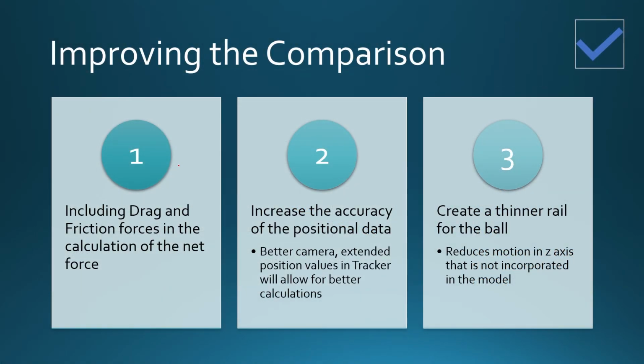After looking at the comparison, it's clear that there are some ways that it could be improved. On the side of the computer model, including forces like drag and friction would create a more accurate model of the real-life system. In the real-life observation, if I had a better camera with a higher frame rate and extended positional values in Tracker, I would be able to improve the model comparison in the GlowScript. And if I had a thinner rail for the ball, I would be able to reduce some of the motion in the z-axis that created some discrepancies that we saw in the comparison.